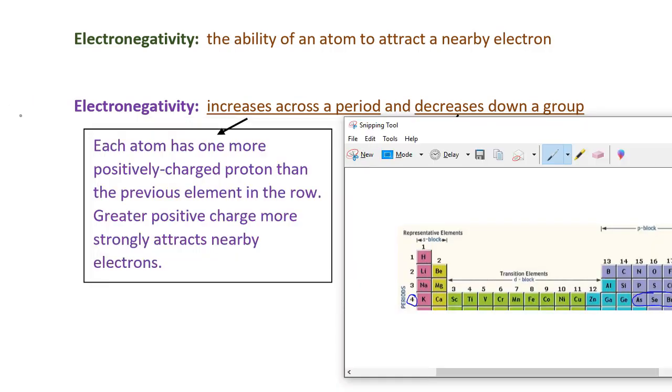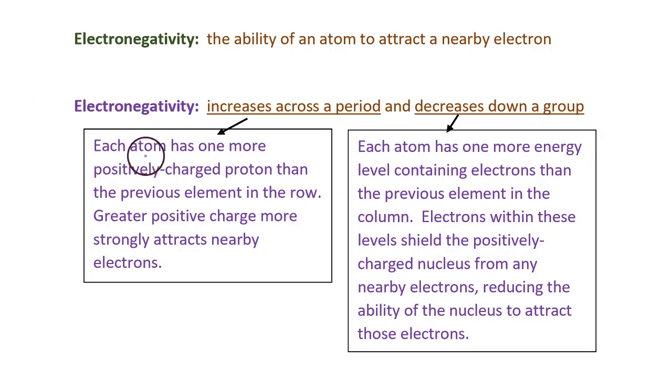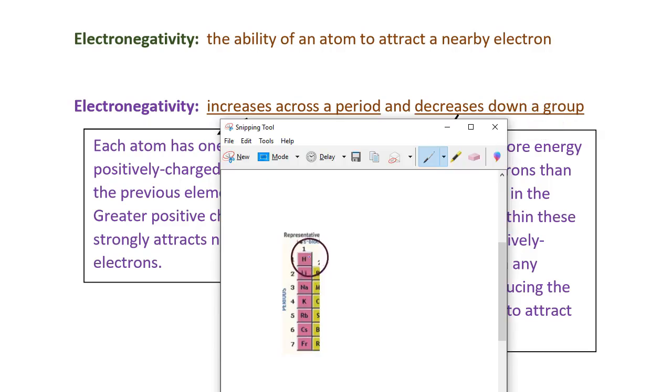The reasoning for this trend is given in the box. Each atom has one more positively charged proton than the previous element in the row. Greater positive charge more strongly attracts nearby electrons. Electronegativity decreases down a group. In group 1, hydrogen has the greatest electronegativity, and then the value decreases as you move down the column. Francium has the smallest electronegativity value of any element on the whole periodic table.